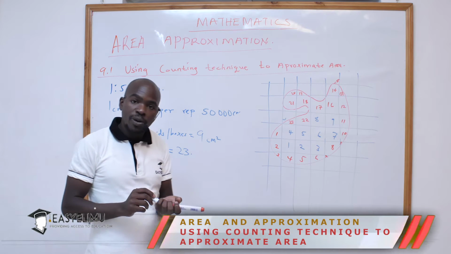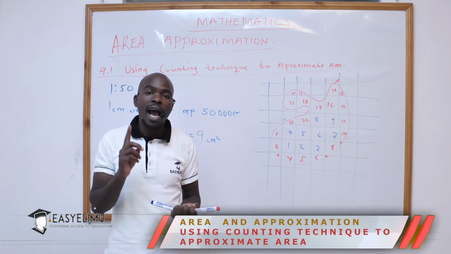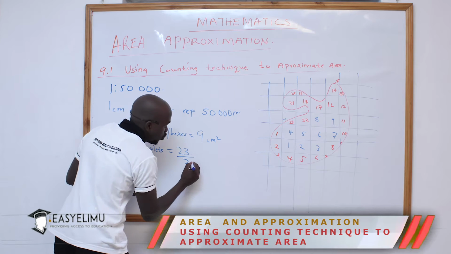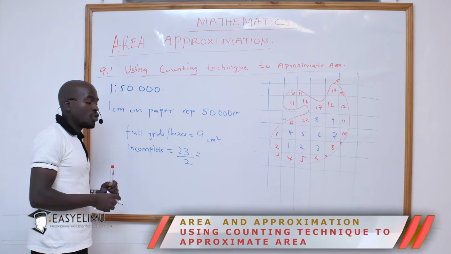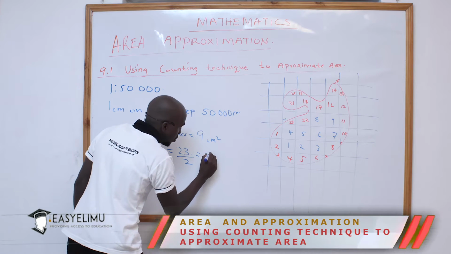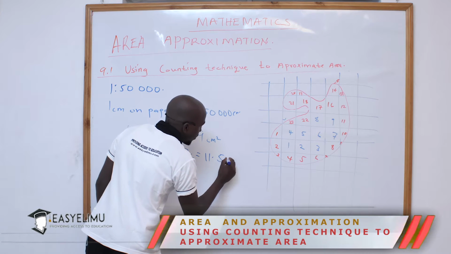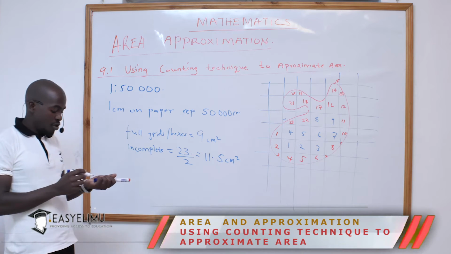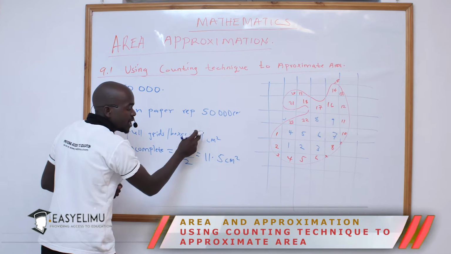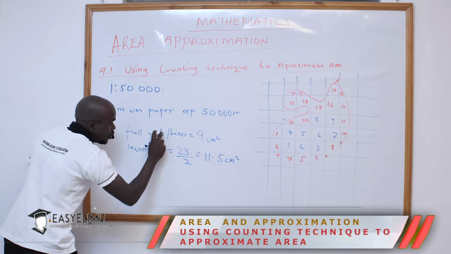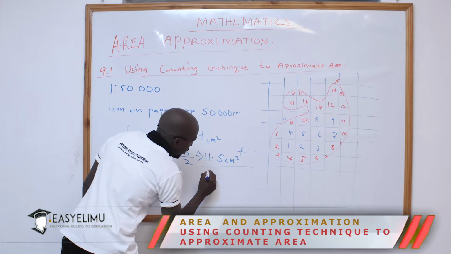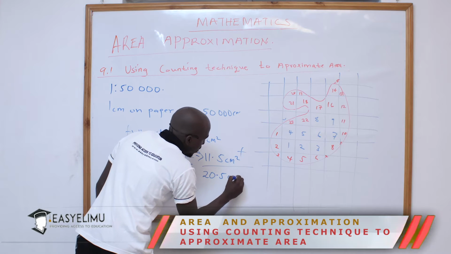After finding the number of incomplete squares, we take each incomplete square to be like a half. So to get the full squares, you divide by 2, and we get 11.5 full squares, which is 11.5 square centimeters. The next thing to do is to add the two, and on addition we get 20.5 square centimeters.